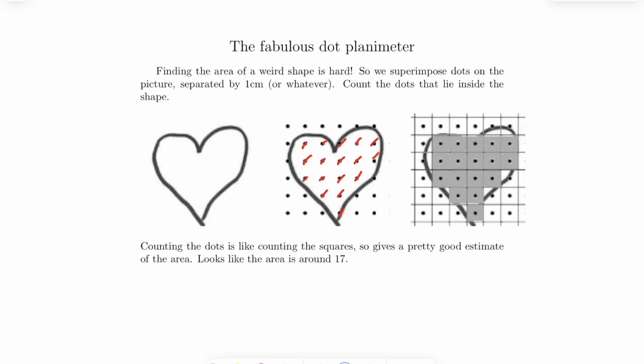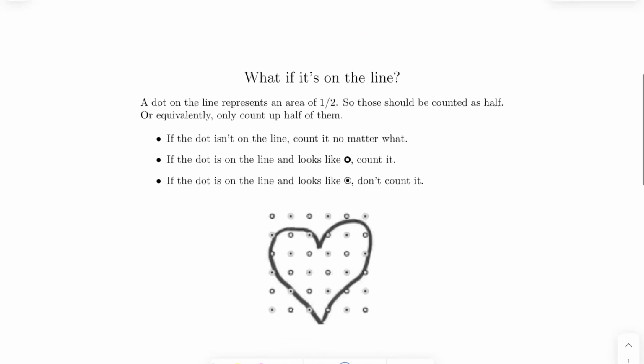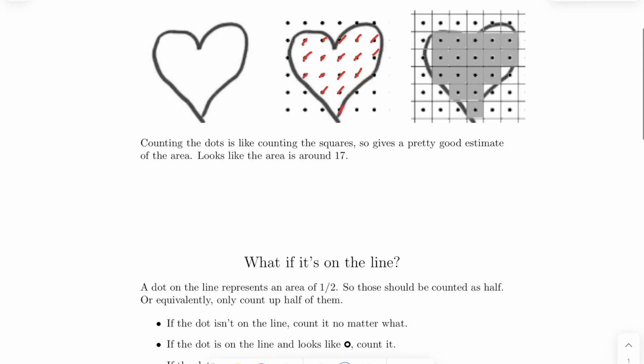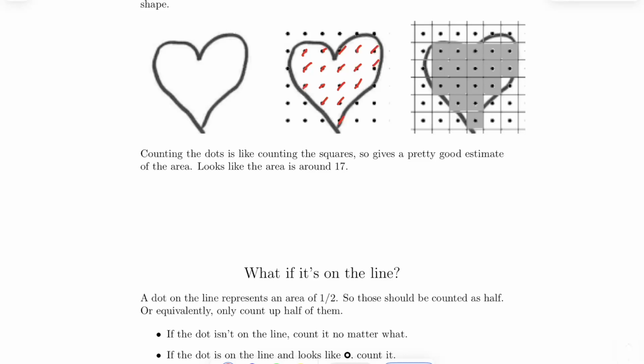All right, what if it's on the line? If you look down on your little sheet here, and think about what we should do if a dot is on the line, like this one down here, the fact that it's on the line means that this little box of area is half in and half out. So really, if you see a dot on the line, the appropriate thing to do would be to count it as a half rather than counting it as a 1. But counting halves is kind of annoying when you're counting up the dots.